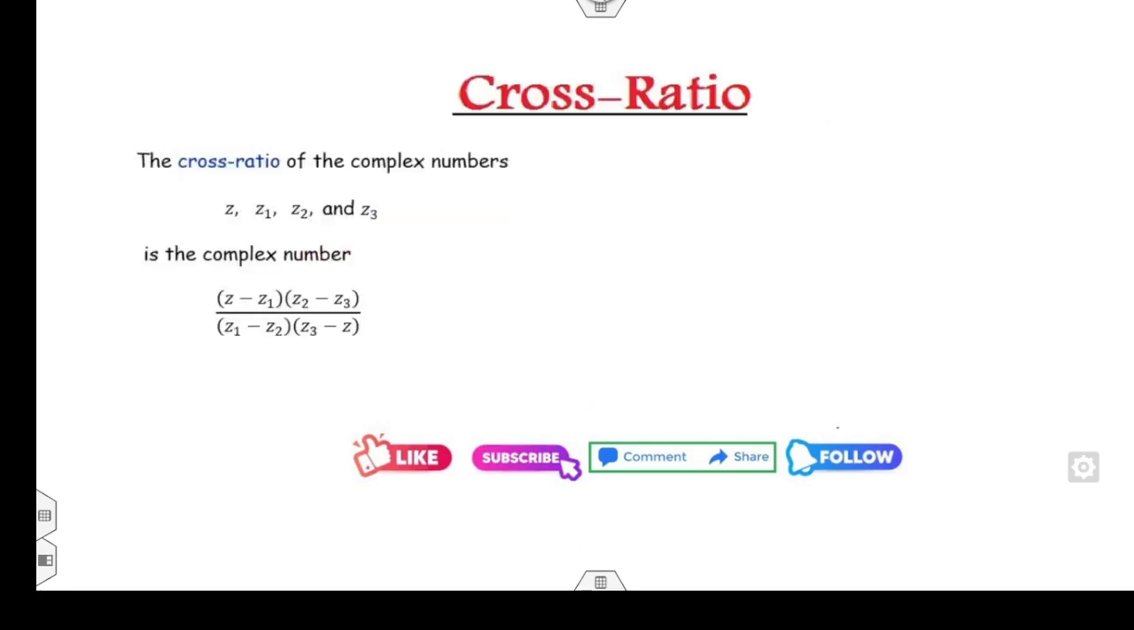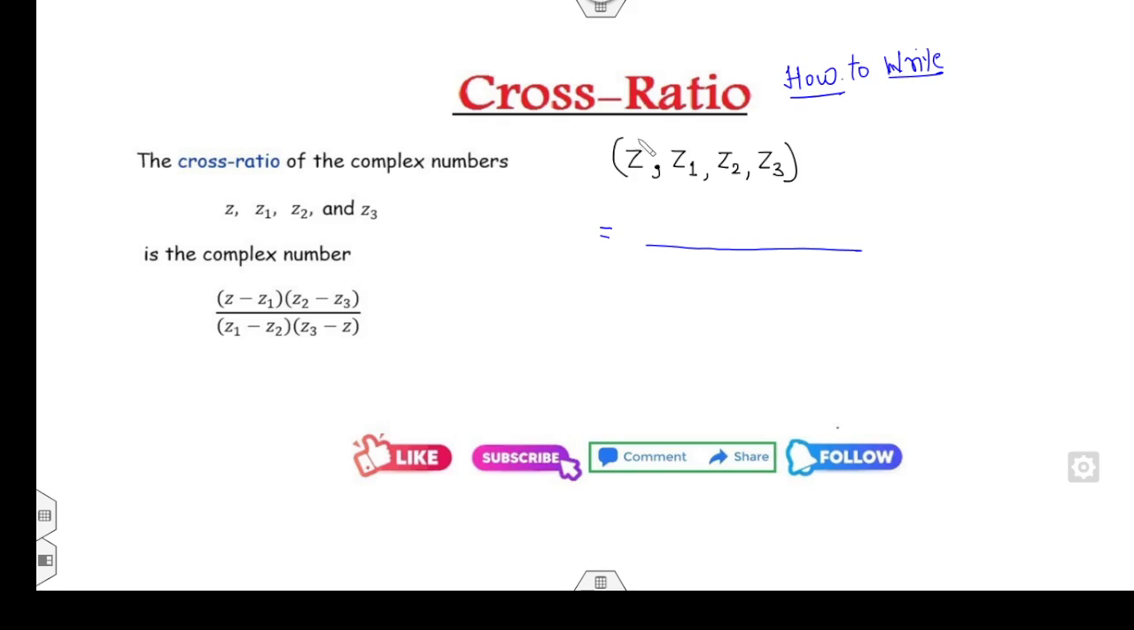Now, the first thing is how we can write the cross ratio. How to write the cross ratio? That's very simple. Make sure in order to write the cross ratio, you always need four numbers Z, Z1, Z2 and Z3. Fine. And how can you write the cross ratio? It's a very simple rule.